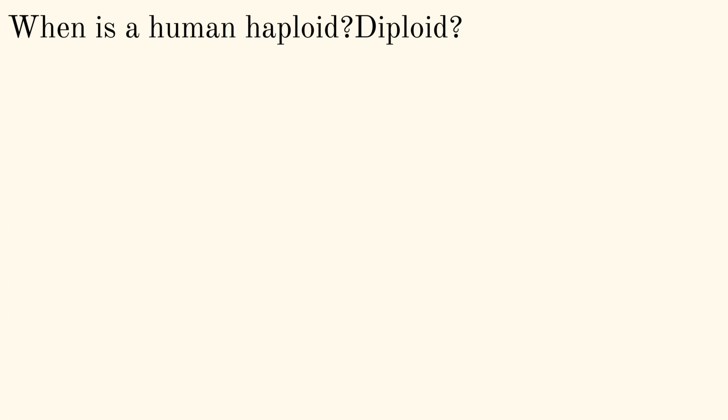Okay. Question, another one. When is a human haploid? When is a human diploid? Pause if you need more time. Okay, I will show a picture that will show the answer and the answer itself. The answer is a human is haploid during meiosis, and a human is diploid during the rest of the cycle.